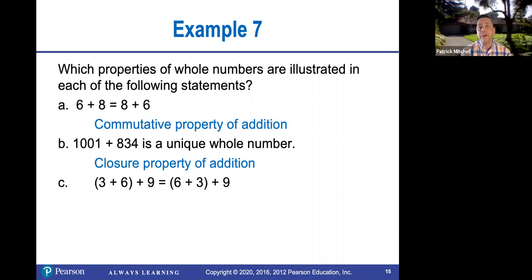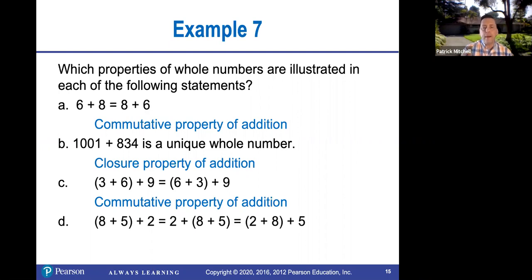Okay, this one's a little tricky. Which property says that the sum of 3 plus 6 and 9 is the same as the sum of 6 plus 3 and 9? This is one of my favorite examples. I use this one all the time. It kind of looks like the associative property, right, because of the parentheses. However, the only difference between this and this is that the 3 plus 6 has been changed to 6 plus 3. So this is actually just the commutative property again.